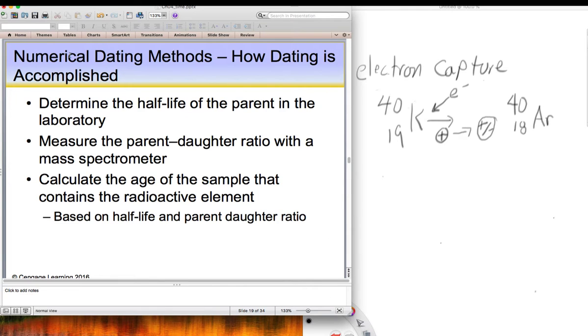Now going back to our slides here. So the way this numerical dating or isotopic dating works: first, you determine the half-life of the sample.